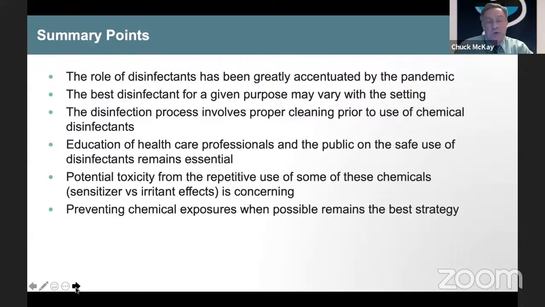And preventing those exposures, especially keeping things locked up, not mixing things that are incompatible together, particularly things like acids and ammonia with bleach products, and diluting appropriately and not using concentrated products in the way that they're not intended. Those are still very important.